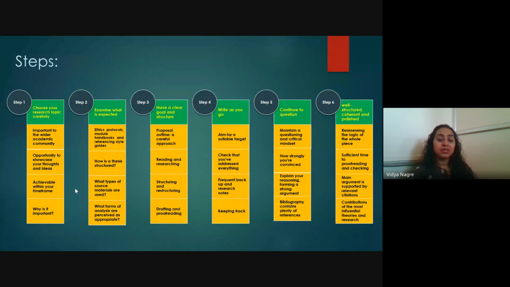Then comes structuring and restructuring. Understand, once you start writing, it doesn't become final at the first stage itself. It takes time. Whatever writing you do for a formal purpose should never be finalized in one go. You always have to take time to go through it once again, revise it, reread it, and if needed, restructure it.